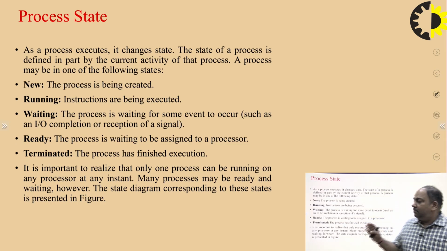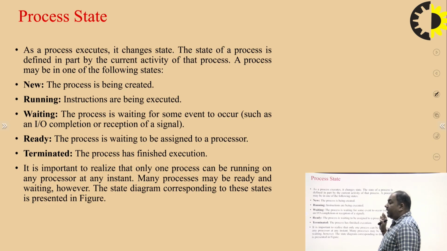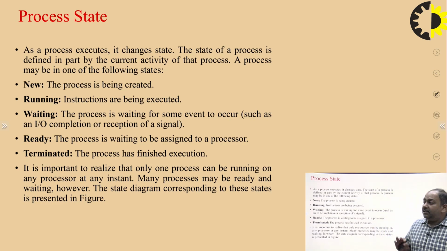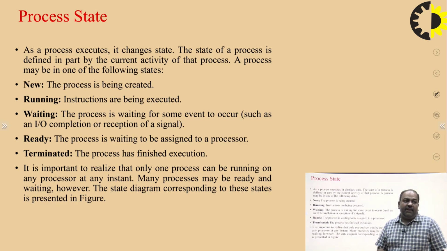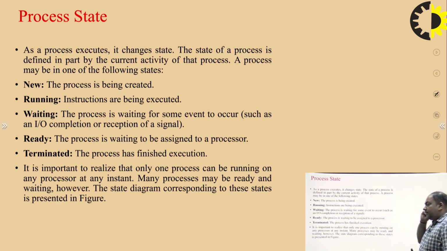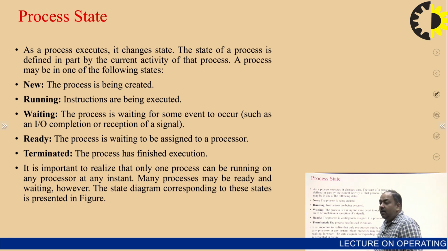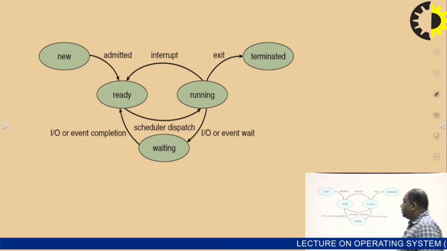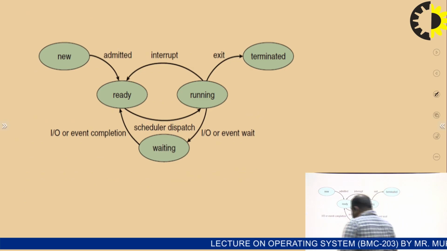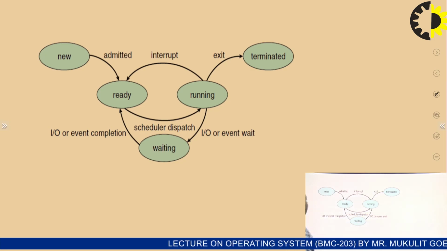After termination, it has to start again, but after the new state and till the termination, a process is in any of these 5 states. It is important to realize that only one process can be running on any processor at any instance, while many processes may be ready and waiting. So, this is the diagram of the 5 states. We start with new, in which we admit a process, then that process comes into a ready state.